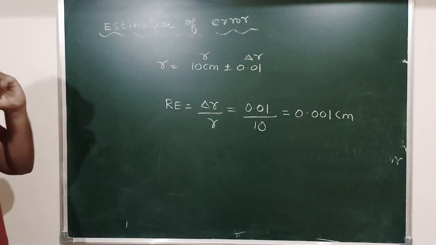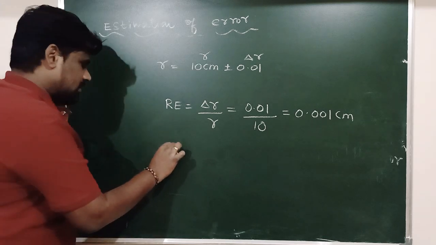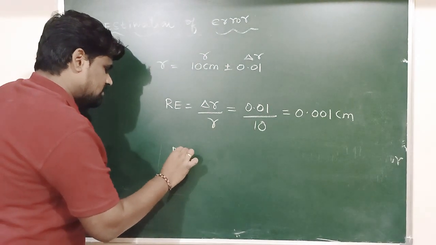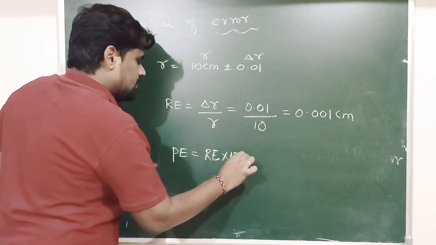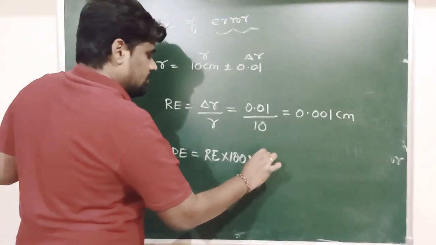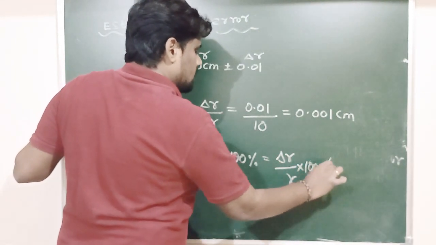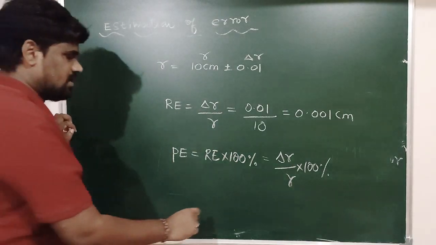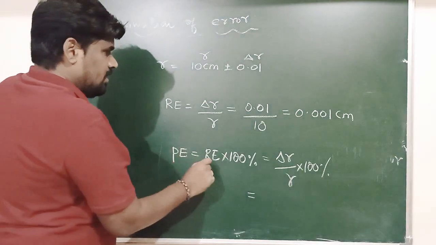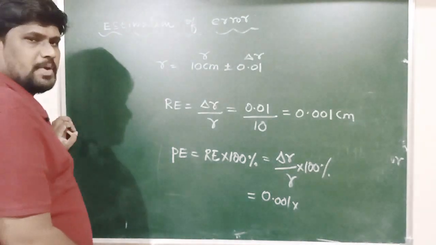Then what is the percentage of error in the measurement of the radius? As I said, the percentage of error is always given by the relative error multiplied by 100%. So we write delta r divided by r multiplied by 100%, and this is called the percentage of error. How much is the percentage of error? The relative error is 0.001, multiplied by 100.